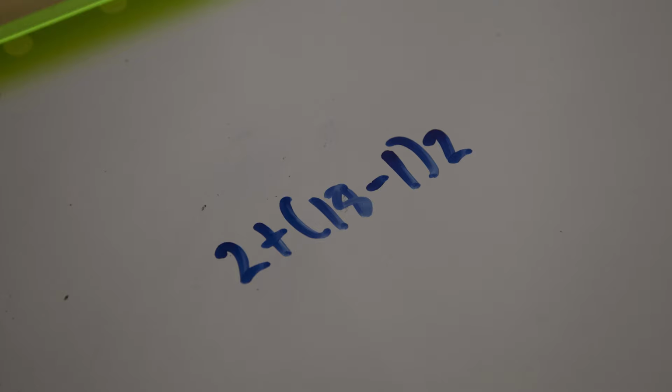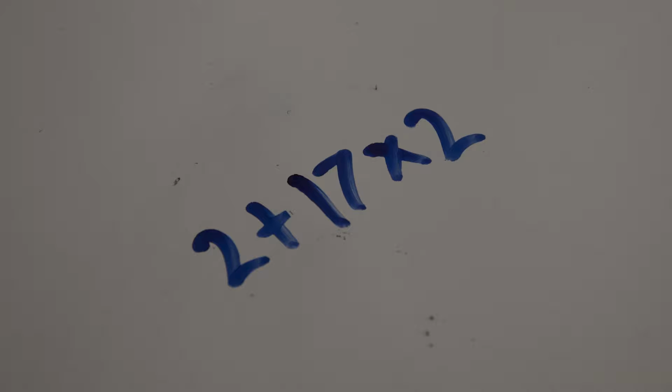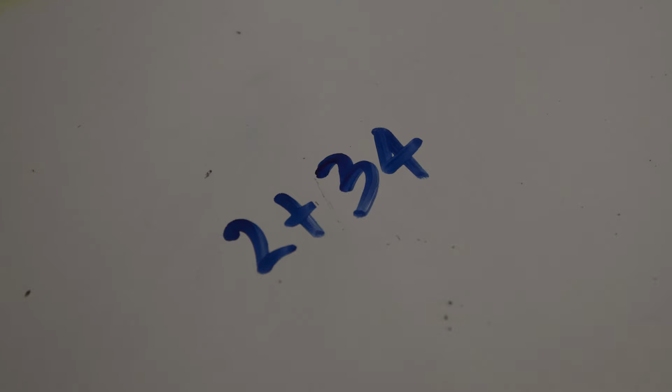So now, we have 2 plus 17 times 2. Next, we will multiply 17 times 2. It is equal to 34. Now, we have 2 plus 34. Then next, we add them, and it is equal to 36. 36 is the 18th term of the sequence.